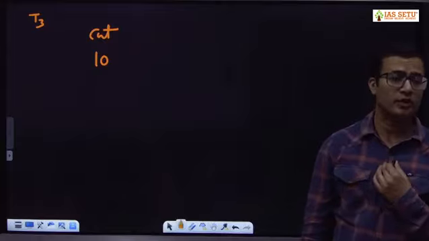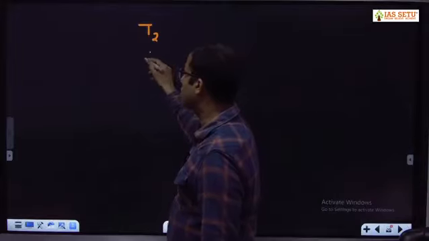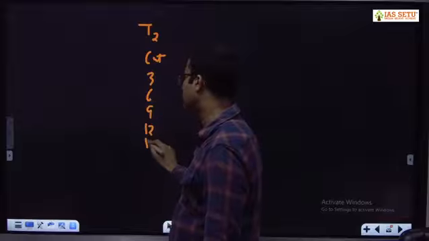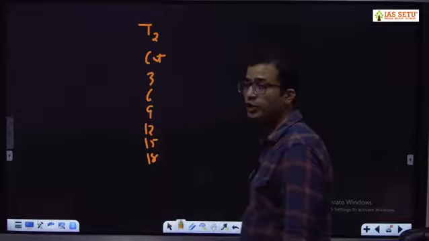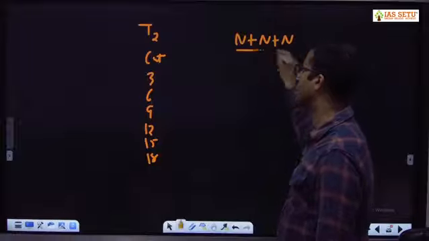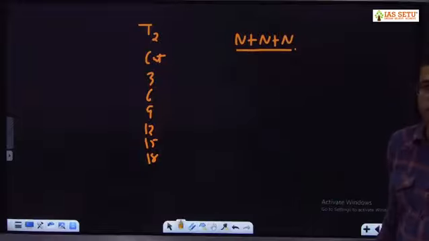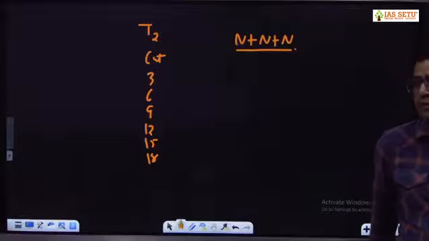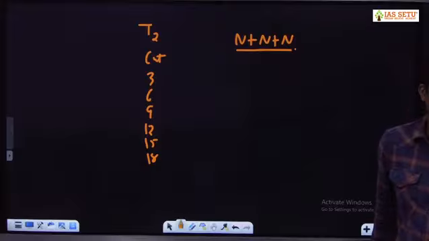I tell you, in a type 2 question, when your number of cuts is an exact multiple of 3, like 3, 6, 9, 12, 15, 18 and so on, your distribution of cuts has to be n plus n plus n. Even distribution. That is the best distribution. No other distribution gives you the maximum number of pieces if your number of cuts is an exact multiple of 3.